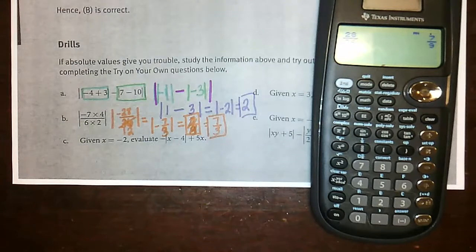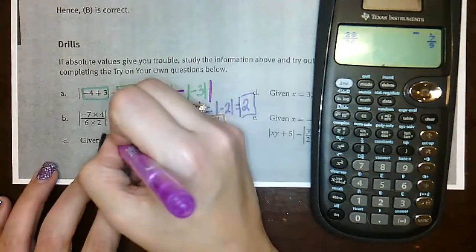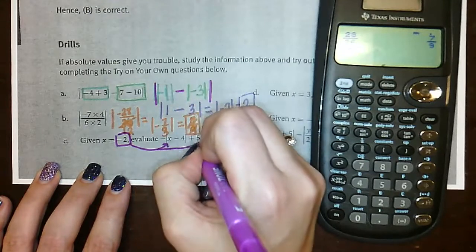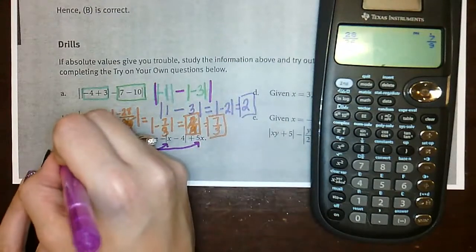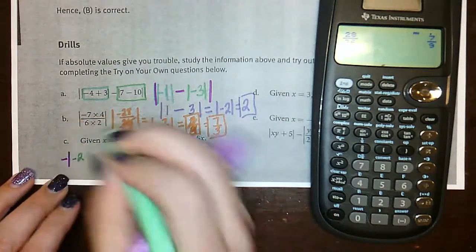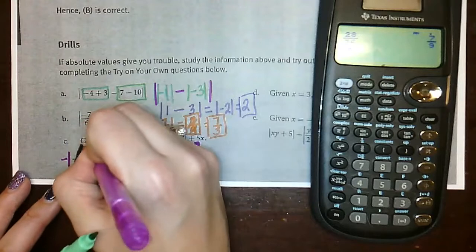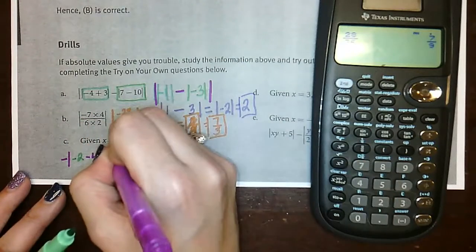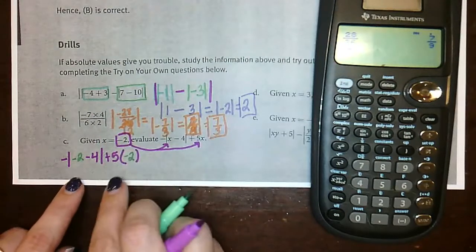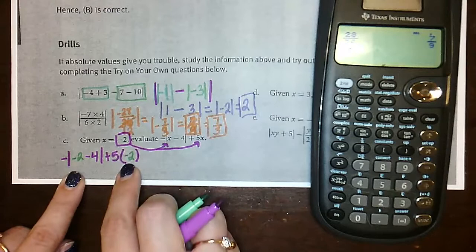All right, let's look at C. It says, given x is -2, evaluate the following. So all this means is that we are going to substitute this -2 in for x in both spots. So we have negative, we have a -2 for x minus 4 plus 5 times -2. So all I've done so far is I've subbed this -2 in for x, and now we're going to simplify.